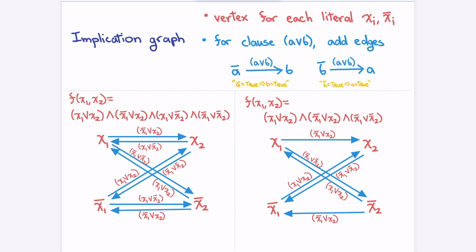Any ideas for an algorithm? Let's see if we can make an algorithm out of this. Take a formula, build this implication graph, compute the strongly connected components, and if for some variable xi, xi and xi bar are in the same connected component, they're strongly connected, there's a cycle. We'll answer false. Otherwise, we'll answer true.